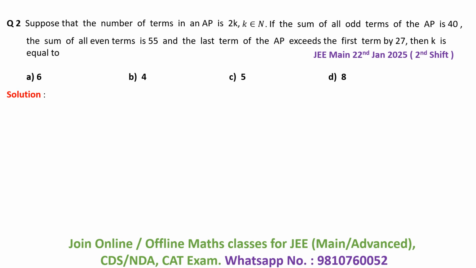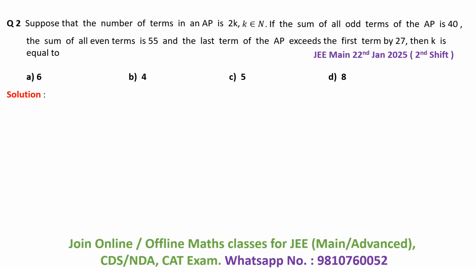Now students, this is the next question. It says, suppose that the number of terms in an AP is 2k, where k is a natural number. If the sum of all odd terms of the AP is 40, the sum of all even terms is 55, and the last term of the AP exceeds the first term by 27, then k is equal to.